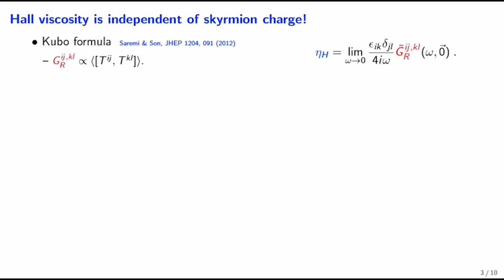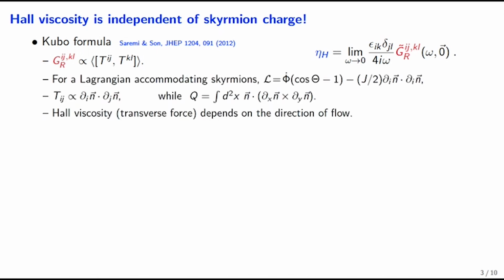First thing I want to do is checking the direction of this Hall viscosity. According to the Kubo formula that was developed around 2012, it is proportional to the stress energy tensor. Using a typical Lagrangian, we can check that the Hall viscosity is an even function of the magnetization vector n, while the topological charge is an odd function. So the direction of the Hall viscosity is independent of skyrmion charge and depends on the direction of the flow. In the paper, we also show that the direction is actually transverse to the flow of motion.